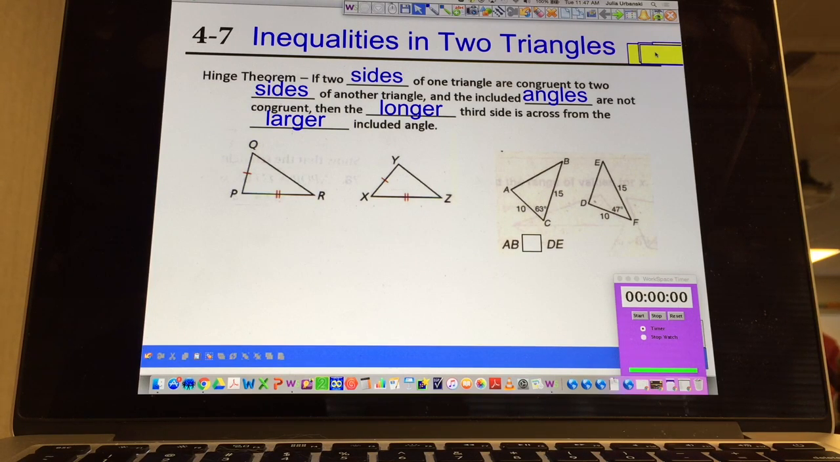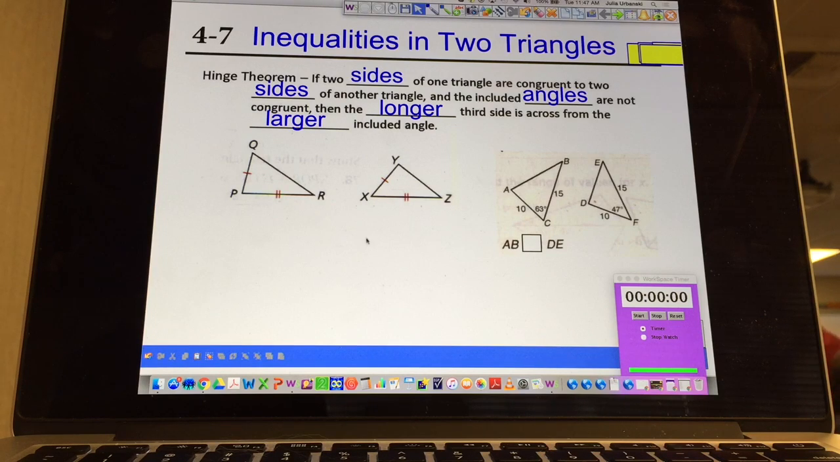Alright, 4-7, inequality in two triangles. If two sides of one triangle are congruent to two sides of another triangle, if you have two pairs of congruent sides, and the angles that are included, the included angles, included means between. So this side is congruent to this side, and if the angles in between are not congruent, see how the P is bigger than the X?